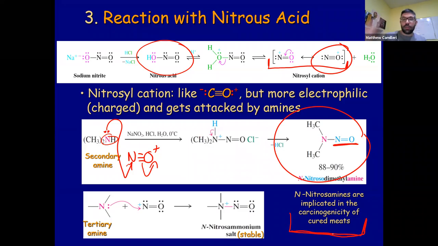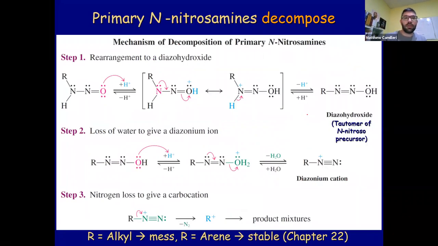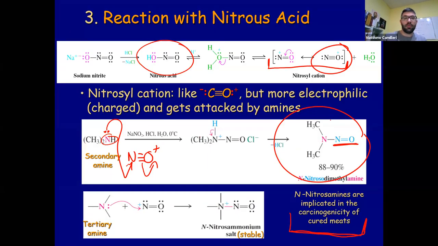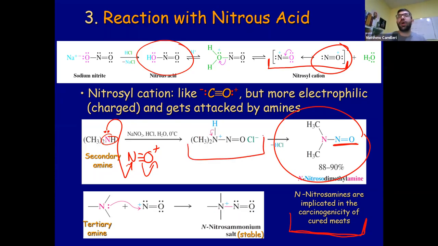So in secondary, it stops there. In secondary, it stops at the nitrosodimethylamine, whereas in a tertiary, it stops at this stage. You can't lose a proton because you do not have a proton. And that is something that is very important. So here the reaction, the way they start, you always form the nitrosyl cation and you always attack through a Lewis base with an acid reaction.